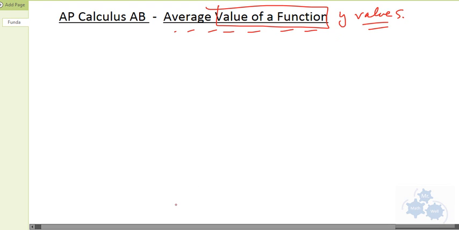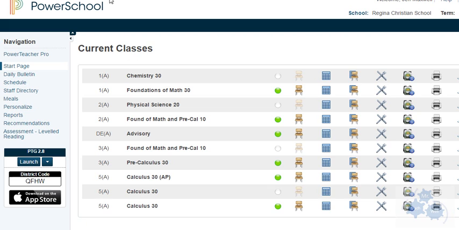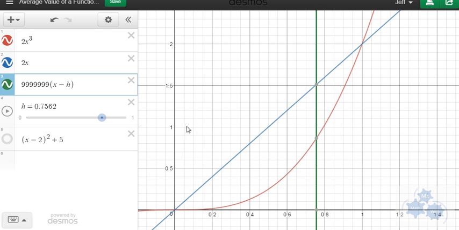I'm just going to show you with some examples what we're talking about when we talk about average value. Now I have a few graphs set up for you. The blue one is y equals 2x. So it's a straight line. It has a slope of 2, an intercept at 0, 0, and another point at 1, 2. I have another graph, y equals 2x cubed, and that's this red graph right here.